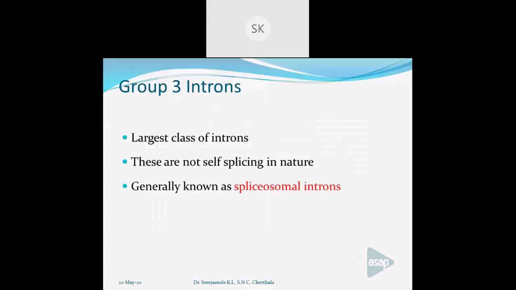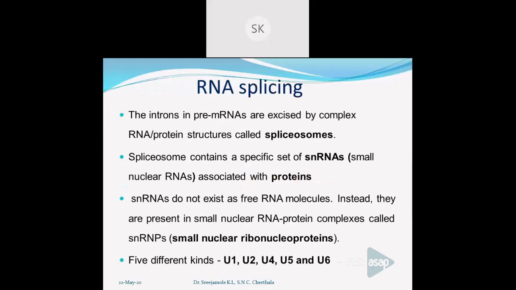Next, coming to the group 3 introns. Group 3 introns are the largest class of introns. They are not self-splicing, and they need some proteins and RNAs to assist in the splicing process. These complexes of RNA and proteins are together known as spliceosomes. So group 3 introns need spliceosomes to bring about the RNA splicing. So this is what is happening during RNA splicing.